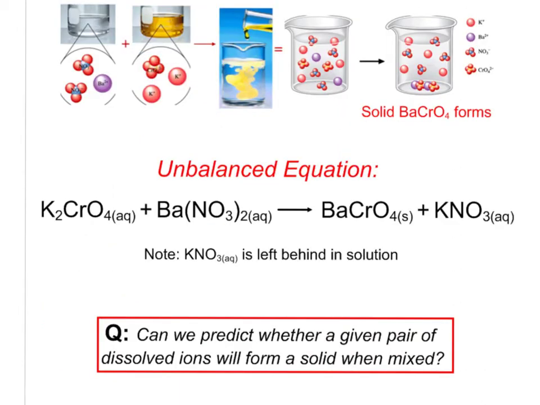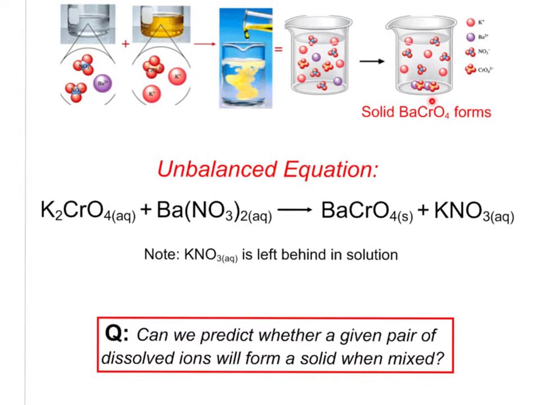So let's just review. We have our precipitation reaction right here. And what is that yellow precipitate? It is solid barium chromate that's forming. If we write our unbalanced equation right here, we have potassium chromate plus barium nitrate. We're forming this solid precipitate, barium chromate. And we also have potassium and nitrate ions left in the solution. They stay in the solution. That potassium nitrate is left behind, dissolved in the water.